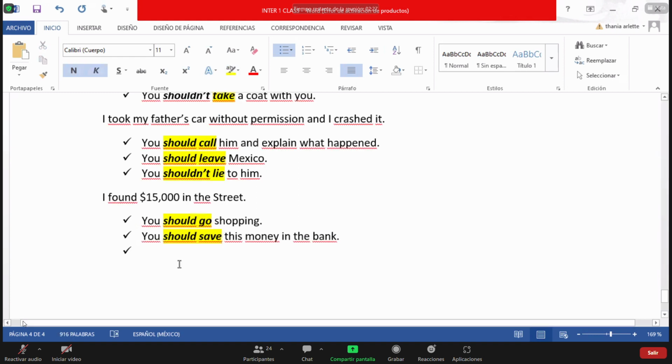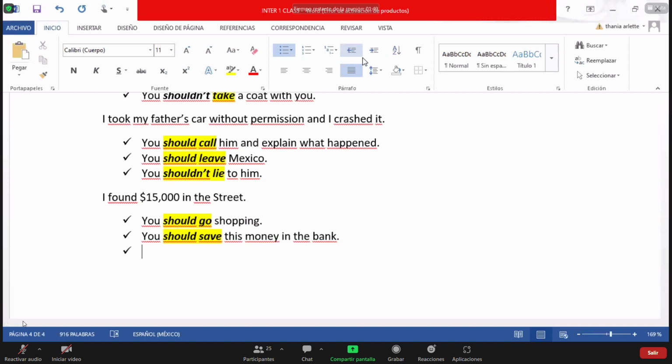Guys, is it a good idea to take the money to the police station? No. Yes. I don't agree with you. What do you think the police is going to do with the money? They are going to keep the money and you are going to be honest. Yes, but the police, I don't think so. Okay, so it is not a good idea to take the money to the police.